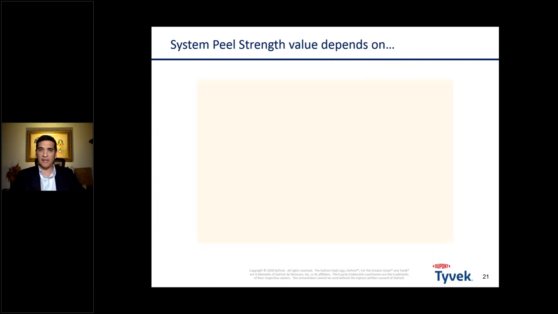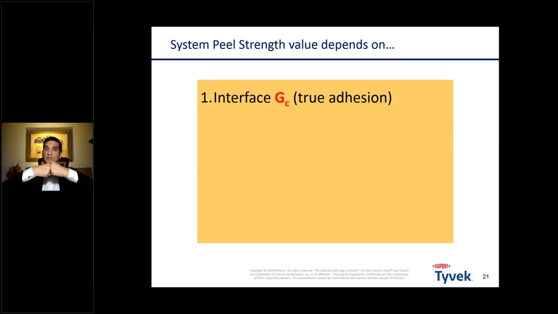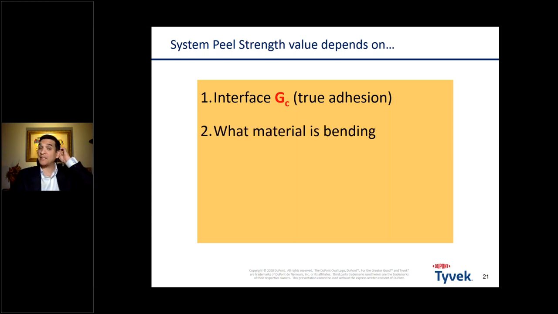Further on, we have five important points that the system seal strength depends on. The first thing is true adhesion. What is that true adhesion that my material is having? That's the baseline, and we'll talk more about why it's so important. Then, what material is bending? Am I bending towards this way or this way? Which side is bending, and how much? That makes a big difference in terms of the value that we get.